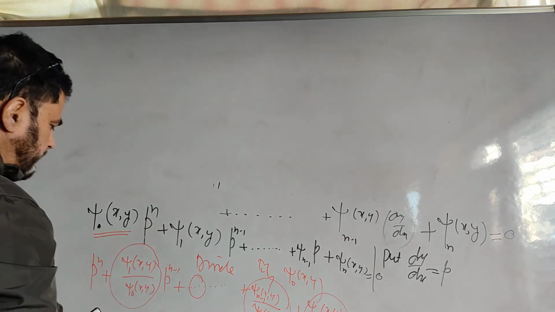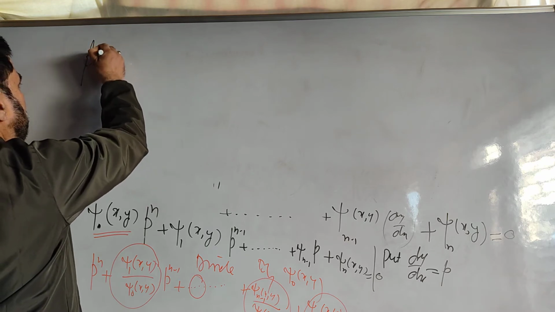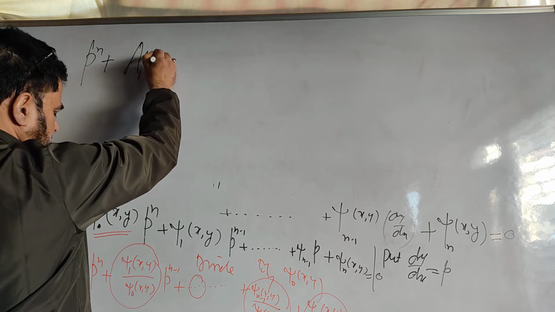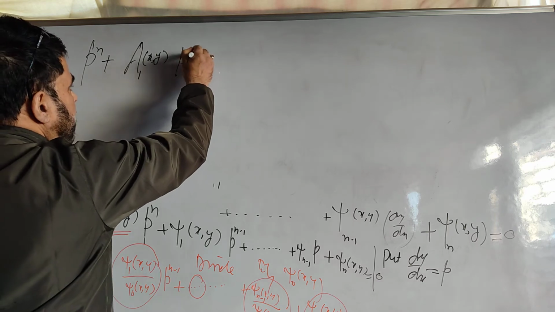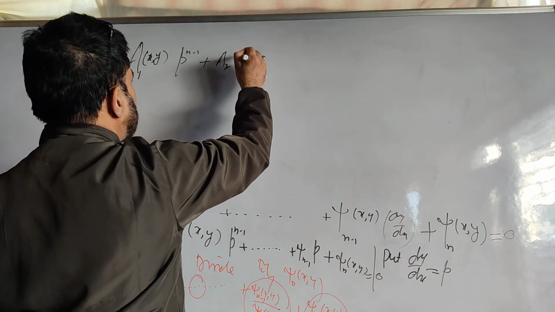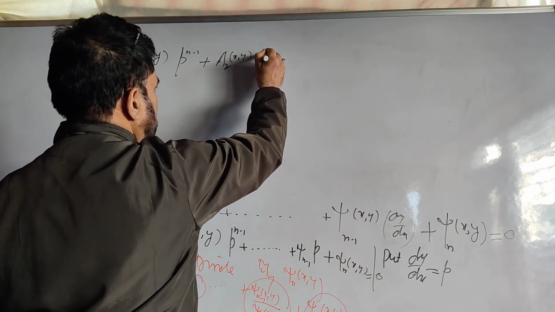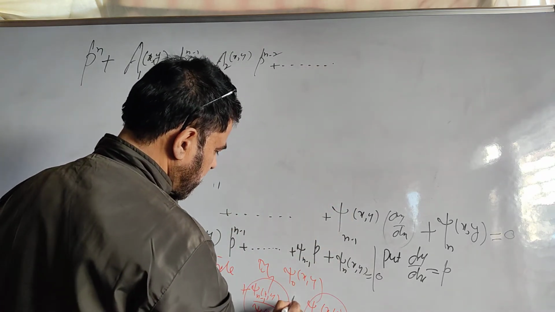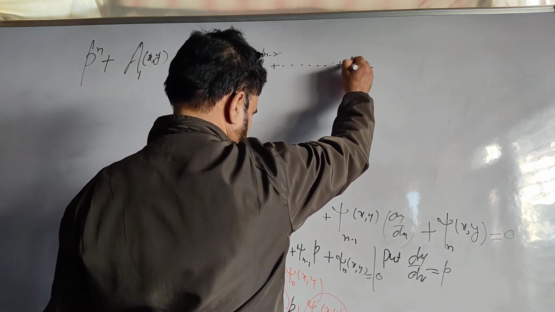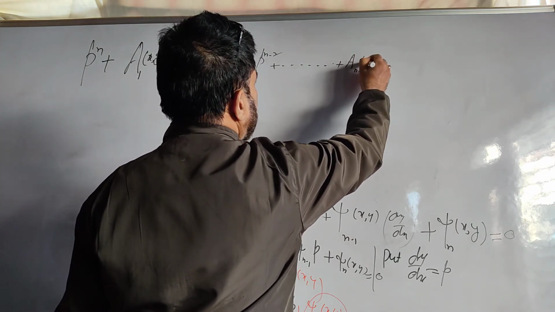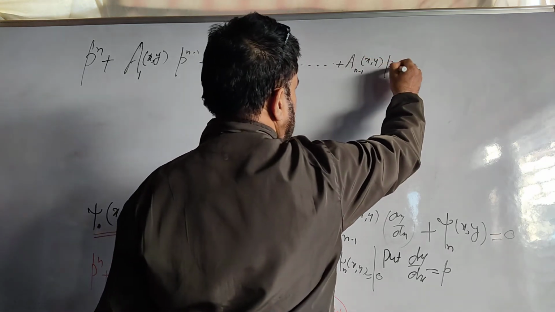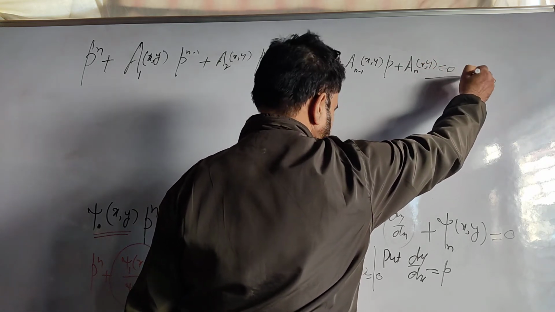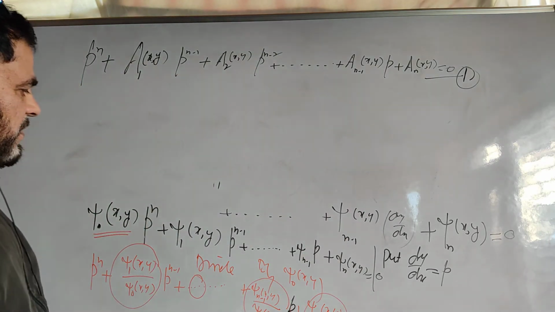I can put it in this form. Let me write it now. p raised to power n plus a1(x,y) p^(n-1) plus a2(x,y) p^(n-2) plus so on. This is here your p. Right, plus a_(n-1)(x,y) p, then plus a_n(x,y) is equal to 0. This is equation number, you can name it, say it is first. This is your equation number 1.